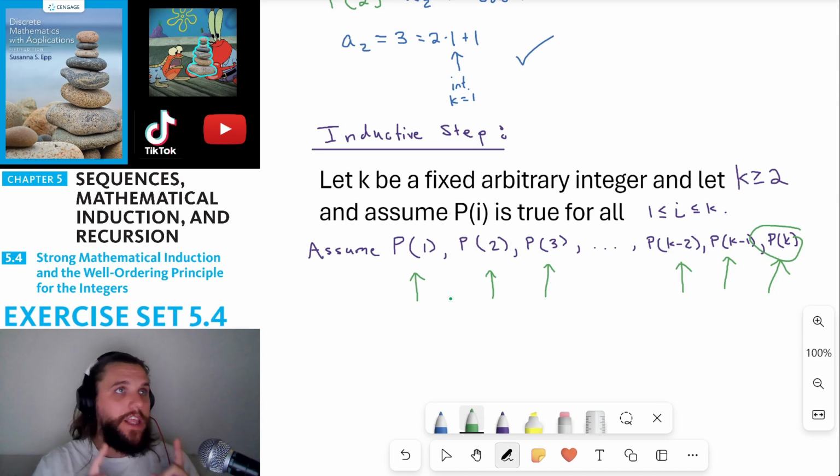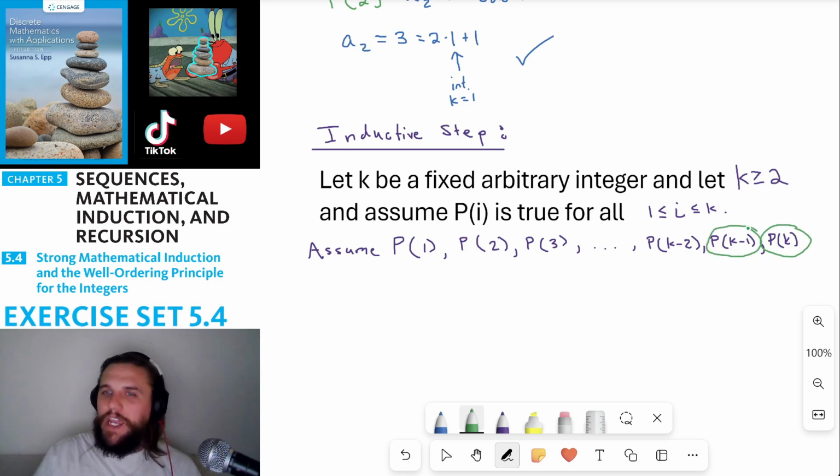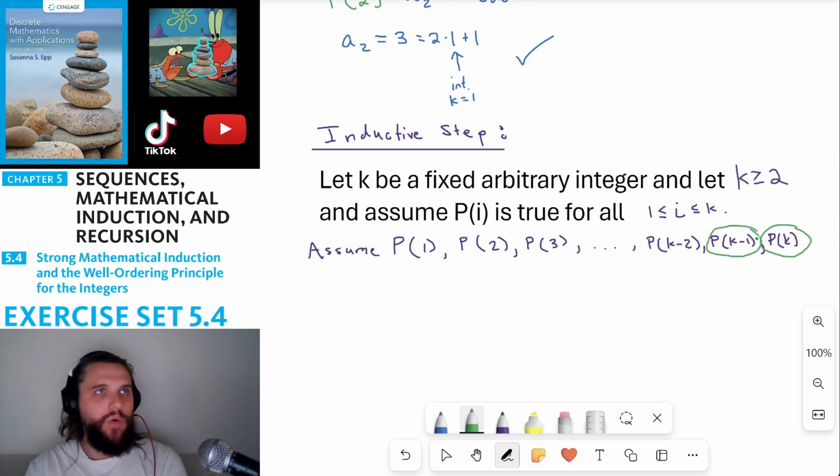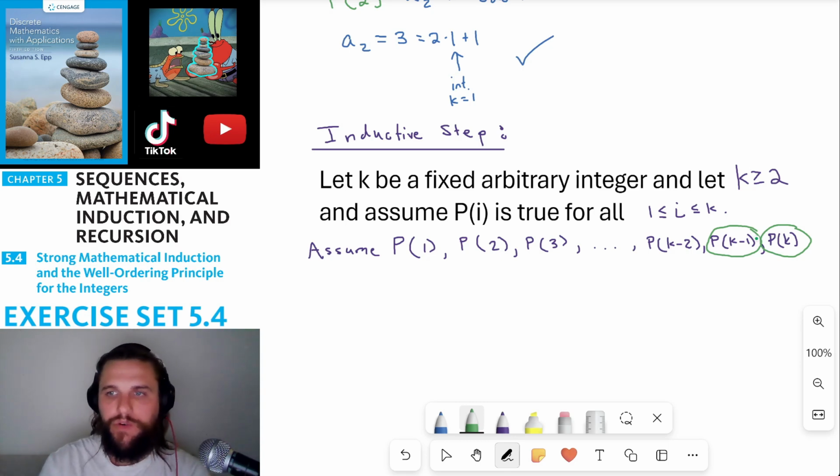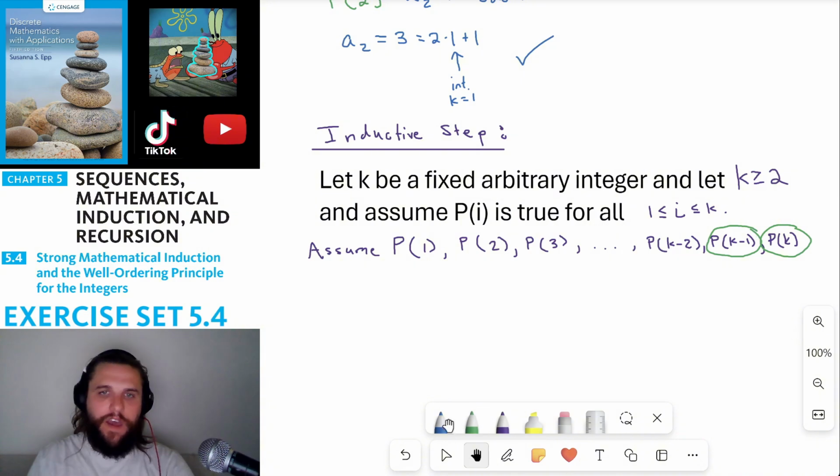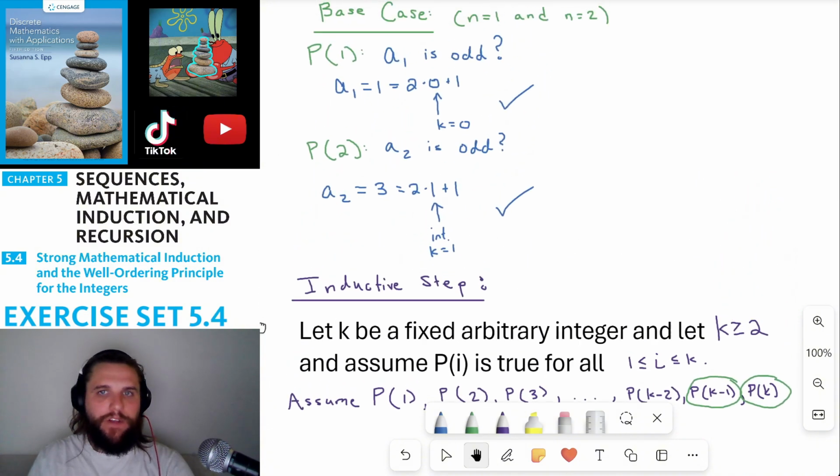We're actually not going to need all of these things to prove that P of k plus 1 is true, but in strong mathematical induction, it's important to see that all of these things can be used to show that P of k plus 1 is true. For us, we're only going to need P of k and P of k minus 1. We'll not need any of the other P of i's because we can just use P of k minus 1 and P of k to show that P of k plus 1 is true. That's only for this proof, and that's kind of what makes this strong mathematical induction a little bit easy.